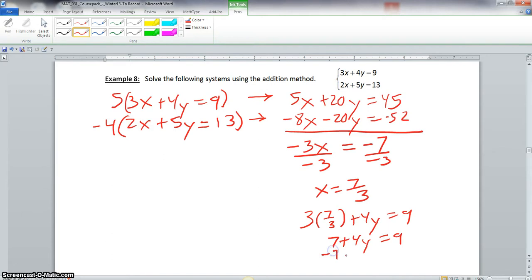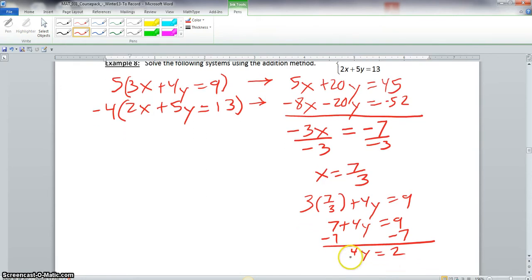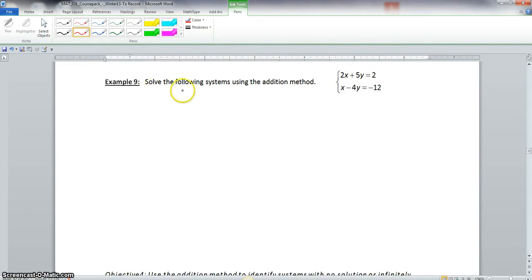We will subtract 7 on both sides, and you have 4y is equal to 2. Now to get y by itself, we need to divide each side by 4. And y is equal to 1/2. So now our ordered pair is 7/3, 1/2. And we're done with this problem. Okay, now we come to example 9.